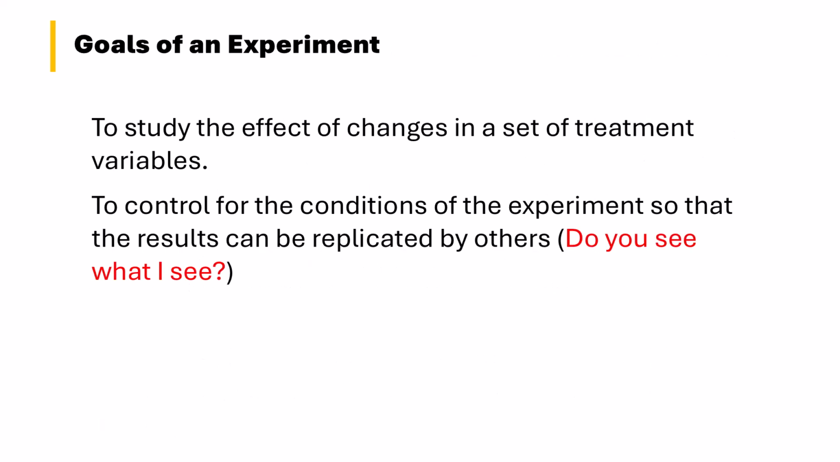The primary goal in designing an experiment is to empirically study the effect of changes in a set of treatment variables. However, what makes the experimental methodology powerful is the ability to control experimental conditions, allowing the same empirical results to be replicated by any other scientist in their laboratory. By replicating the results in their own laboratory, a scientist can answer the question, "Do you see what I see?" This allows scientists to build a consensus on the facts surrounding a phenomenon of interest.